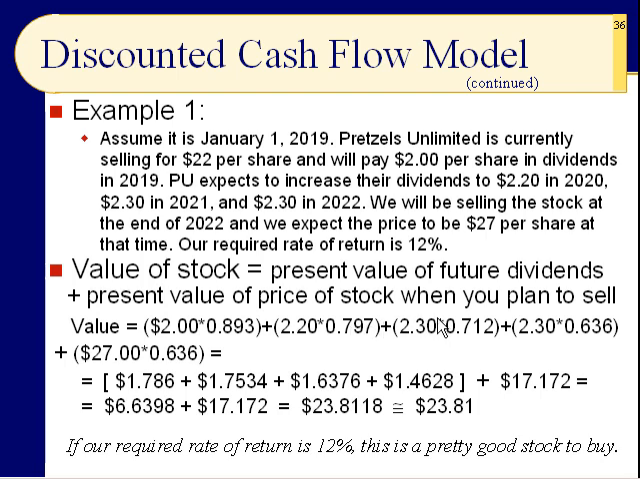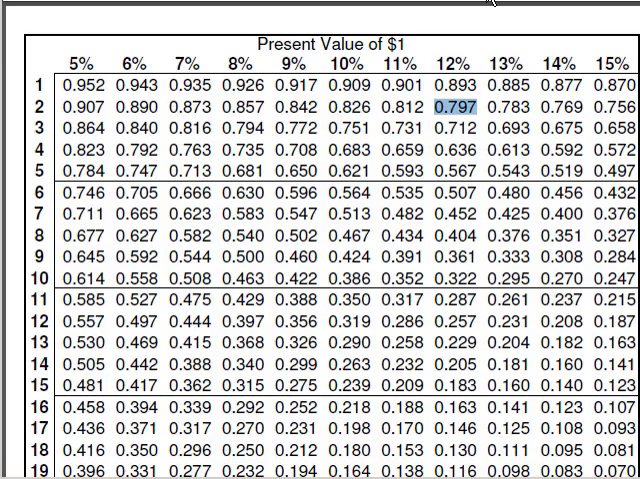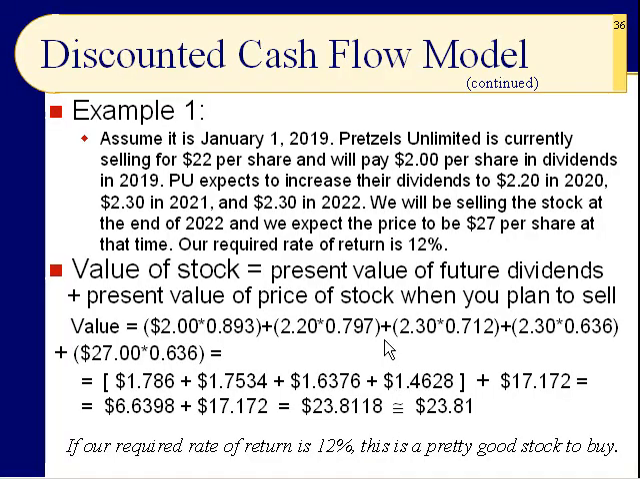0.797. Now for year number 3 and 4, the dividends are going to be, we believe they're going to be, we don't know this, we're just estimating them, $2.30 in year number 3 and $2.30 in year number 4. So let's go grab the present value multipliers for year number 3, 0.712, and year number 4, 0.636, and bring them back over here. So $2.30 times 0.712 and $2.30 times 0.636.